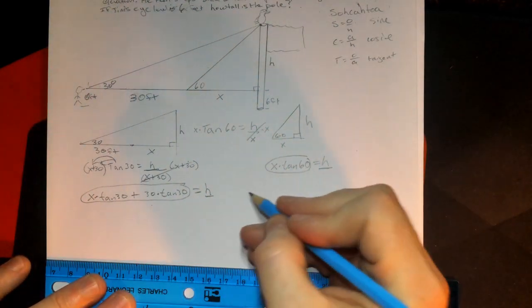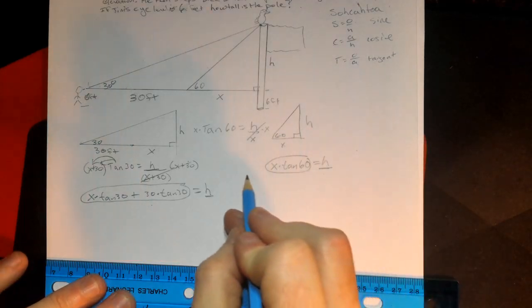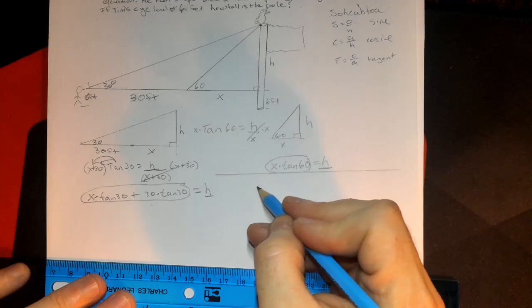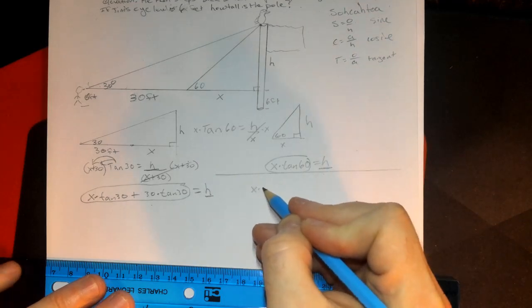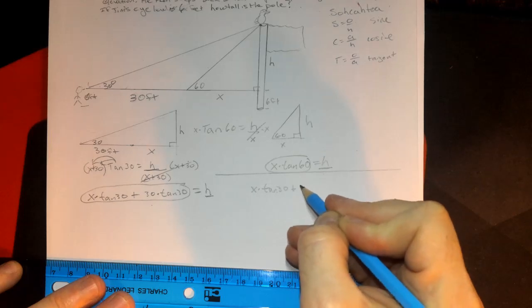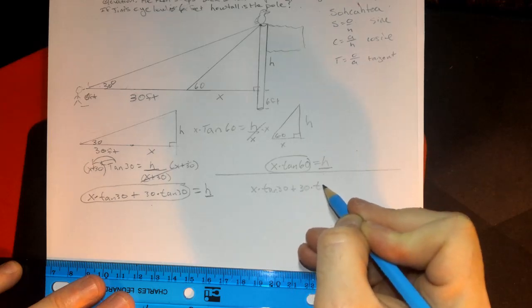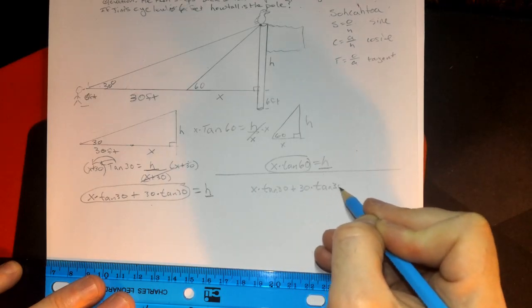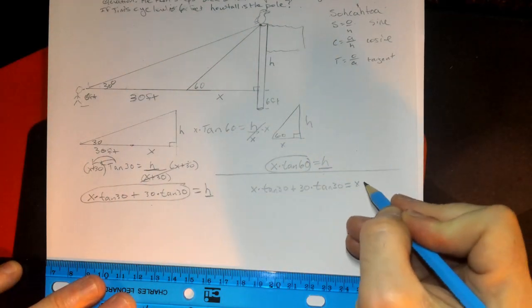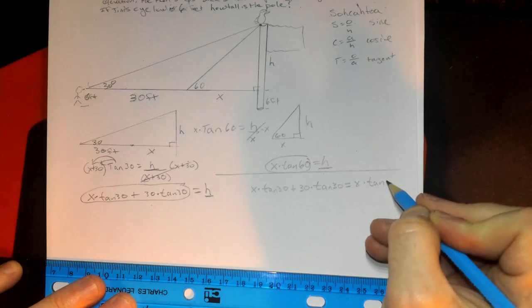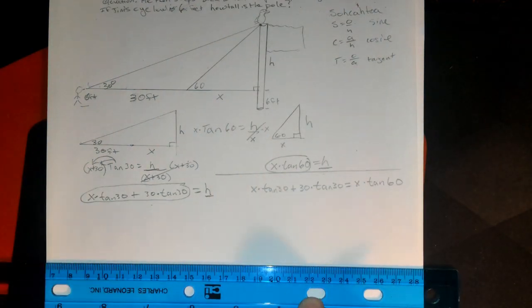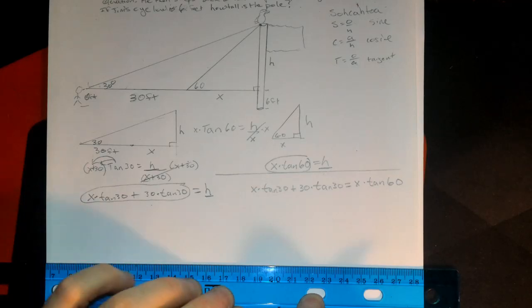So I'm going to rearrange that just so we see it. I'll draw this line to begin doing it. I can't just drag and drop. It would be nice if I could. But x times the tangent of 30 plus 30 times the tangent of 30. Okay, so I just wrote this right here, but then I'm going to write equals x times the tangent of 60.